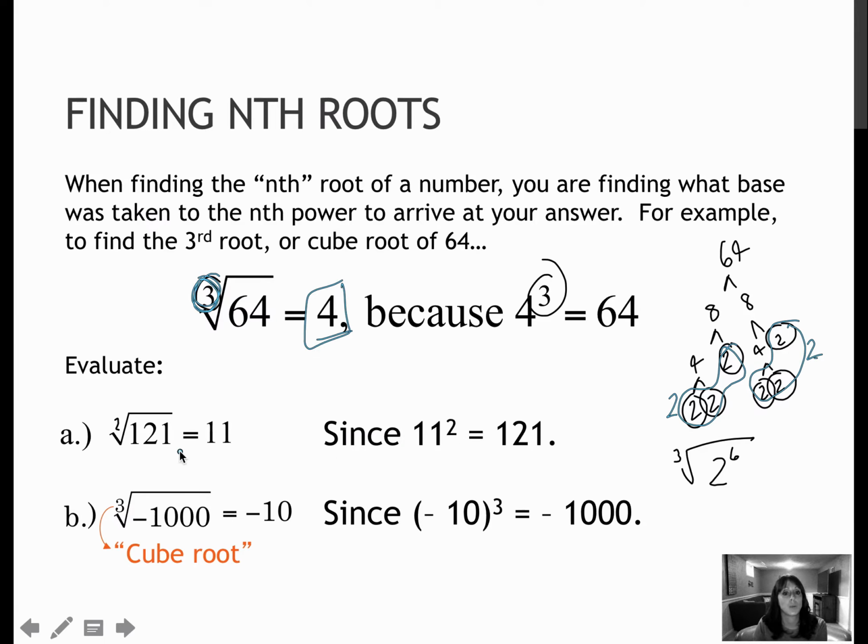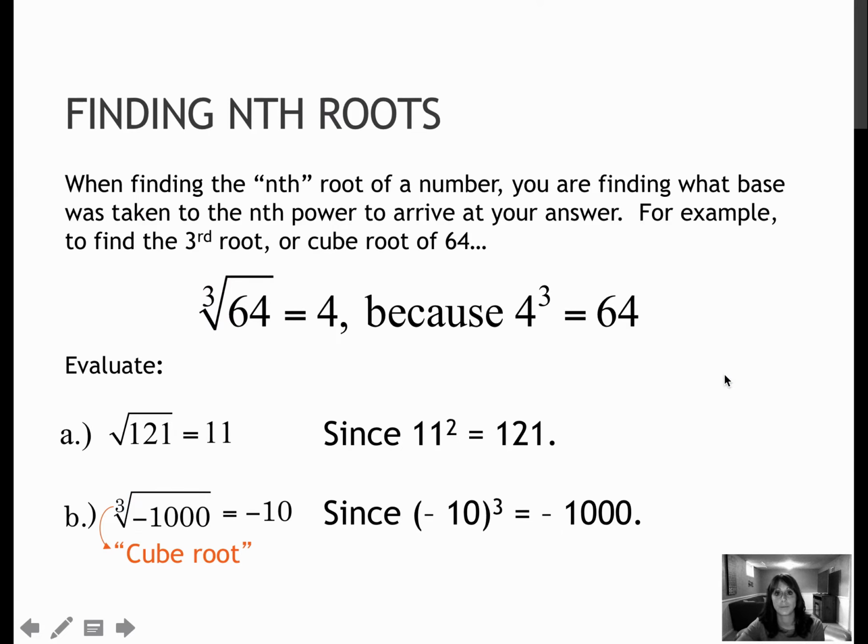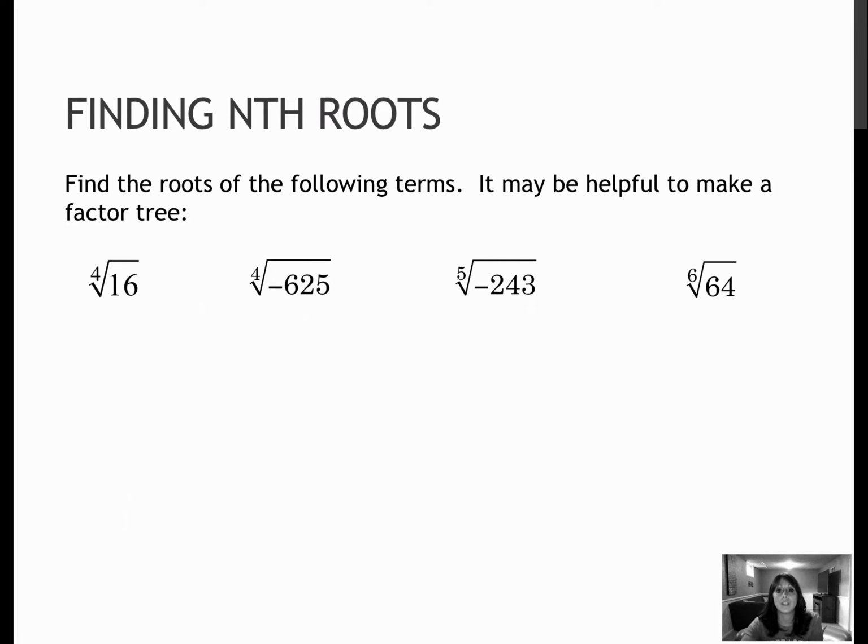Let's take a look at 121. We already know the square root of 121 is 11. That's a square root, and it's a perfect square. The cube root of negative 1,000: notice before we couldn't deal with a negative on the inside, but because it's an odd root, it's okay to get a negative, because in this case, negative 10 times negative 10 times negative 10 would give us negative 1,000. Again, we could use our tree system to help us find that. Let's look at a few of these, and it's going to help to make a factor tree. That's how I'm going to help you through all of these.